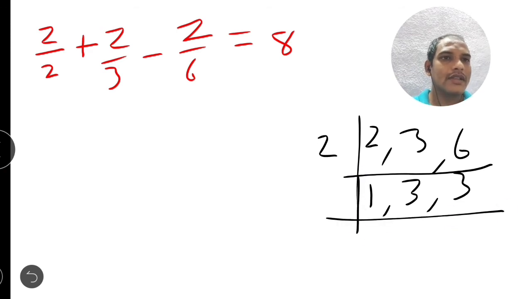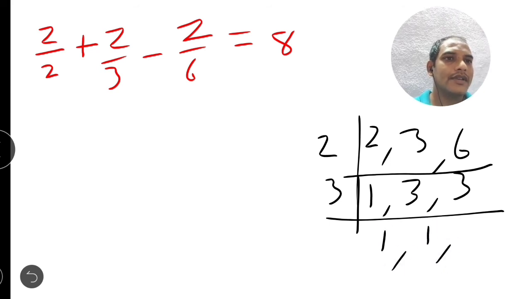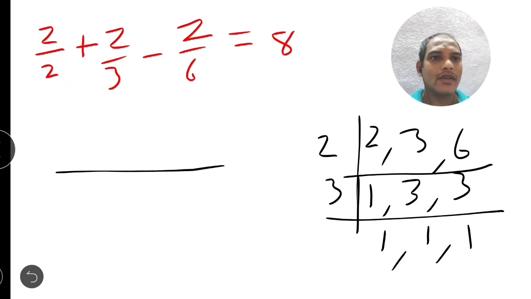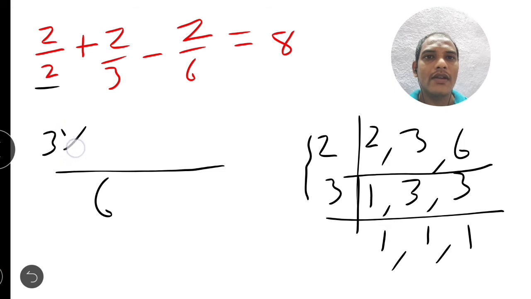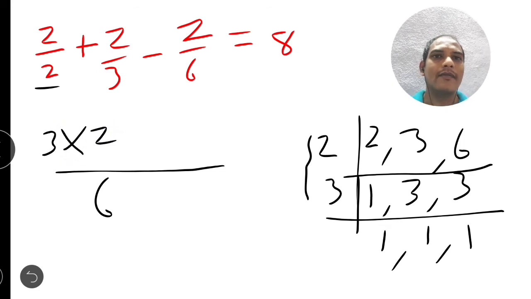Now take the 3 table, so 1 will come as it is, 3 1s are 3, next 3 1s are 3. So then the LCM is, what is LCM? 2 3s are 6, so 6 is the LCM. So now 6 in 2 table. So when we'll get the 6 in 2 table, 3 is a 3 into numerator. What is the numerator? Z.